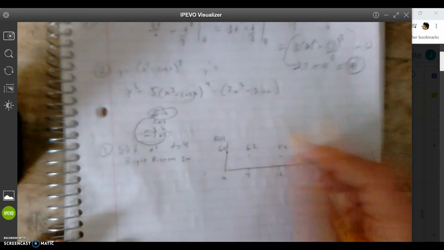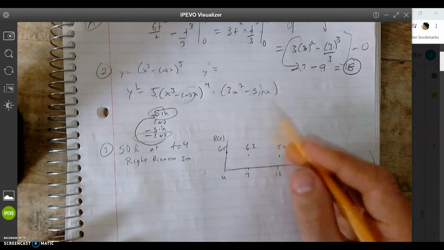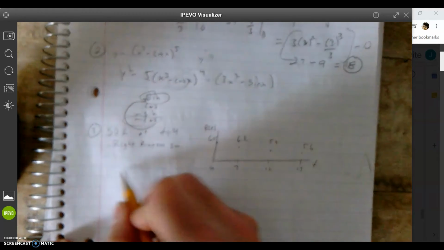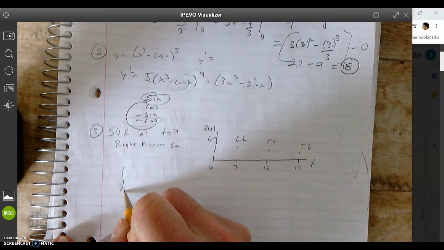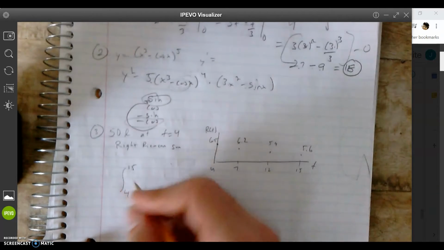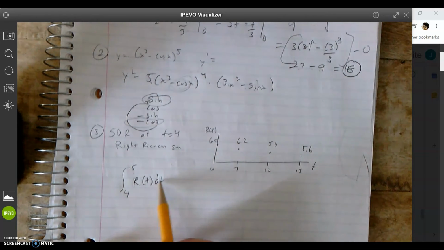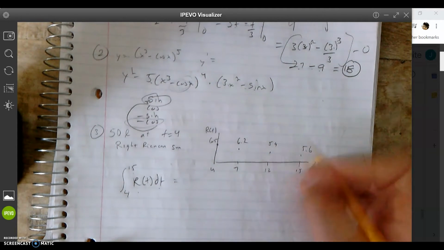So I drew a picture. I always draw a picture when I forget a right, midpoint, or left Riemann sum. It always helps me. Okay, so we're finding the area under the curve approximation between 4 and 15 of r of t dt. Always write this notation, even though it's a multiple choice. Actually, it's not a multiple choice. So make sure you write this notation because you might get a point for writing the integral. Bam. So write Riemann sum, the area under this curve.